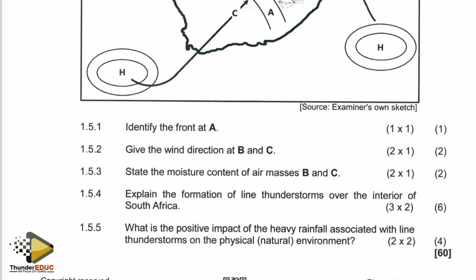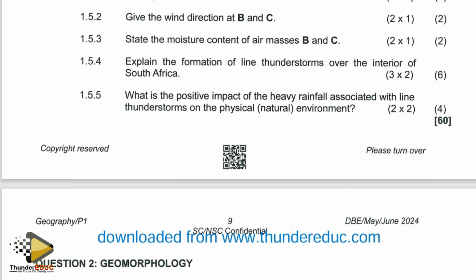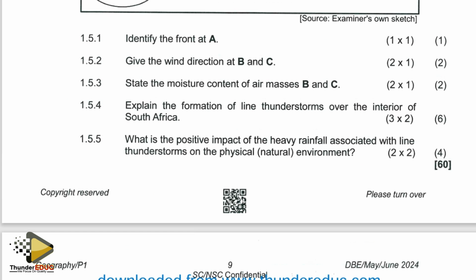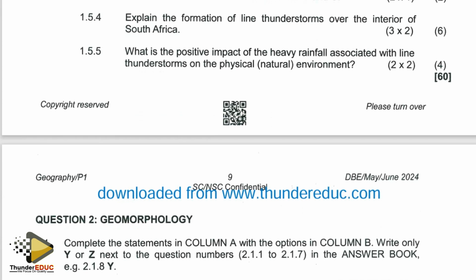Right, let's move on to the next question. What is the positive impact of heavy rainfall associated with line thunderstorms on the physical or natural environment? Right, the responses here are just simple. We are looking at the implication of having moisture being fed to the natural environment. How does it impact? We can talk of replenishing of water sources, which will benefit the aquatic life.